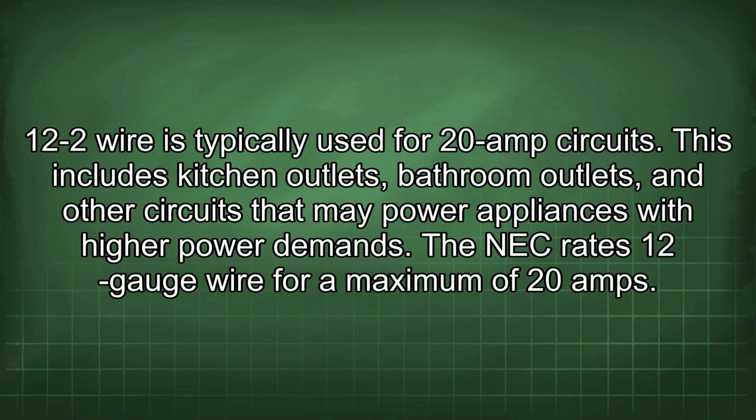12-2 wire is typically used for 20 amp circuits. This includes kitchen outlets, bathroom outlets, and other circuits that may power appliances with higher power demands. The NEC rates 12-gauge wire for a maximum of 20 amps.